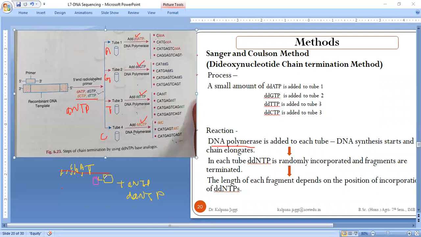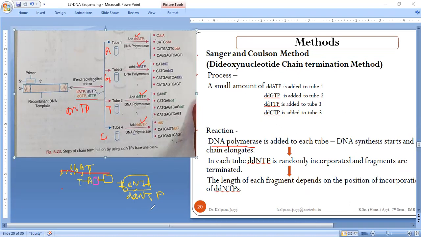Okay, so when this single strand is available, the primer has attached and the enzyme has attached, so it will be reading the sequence and attaching the particular nucleotide here. Say if there is T, it will attach A here. If this dATP is attached, then it is okay. The chain will proceed in the further direction. Here it will again attach T.